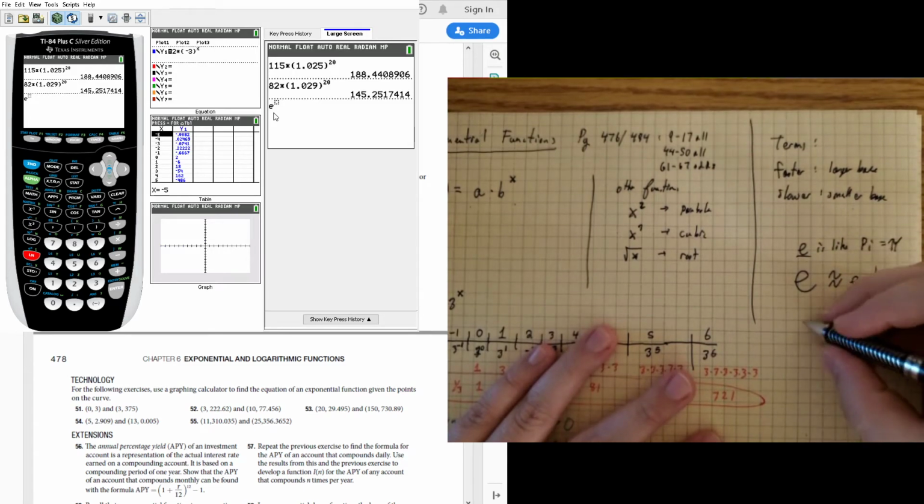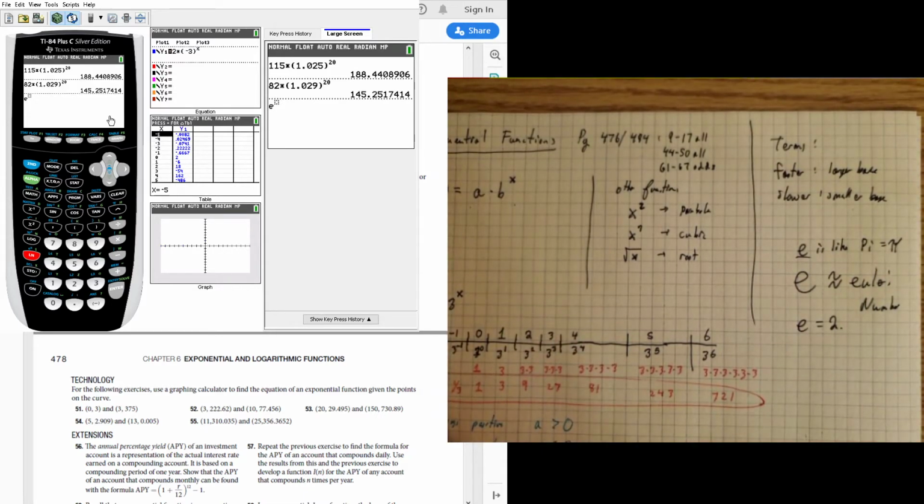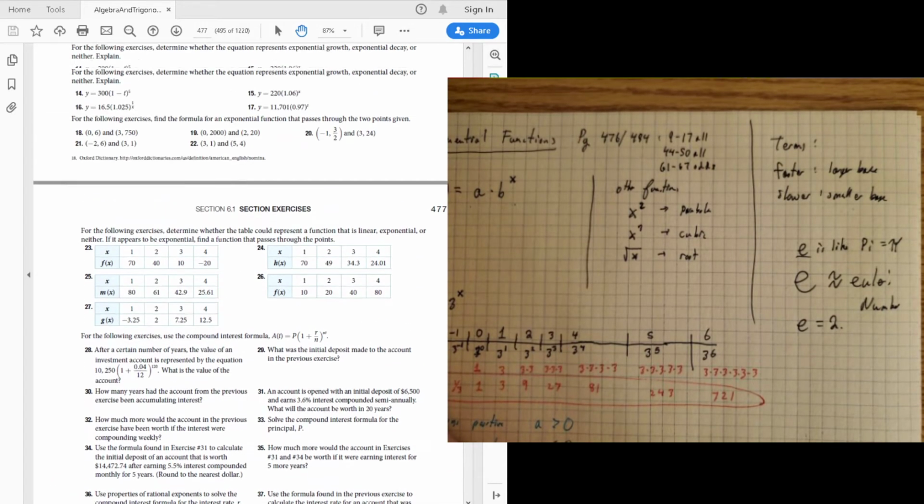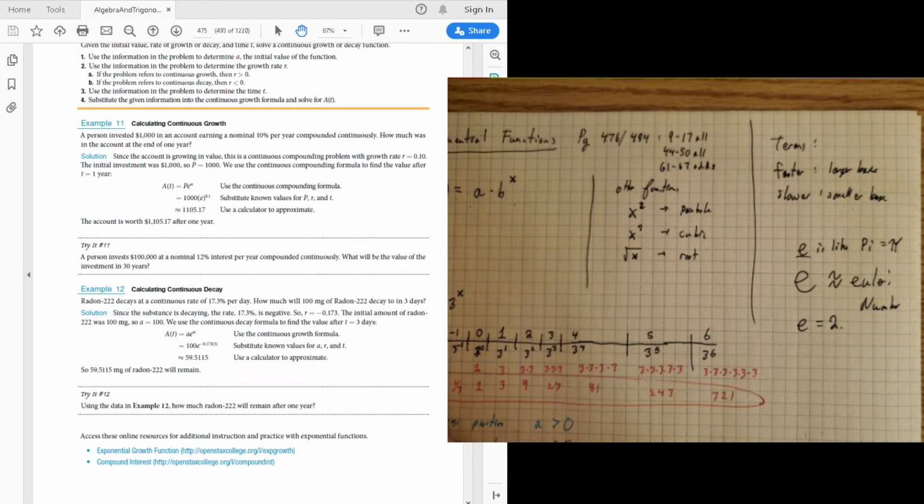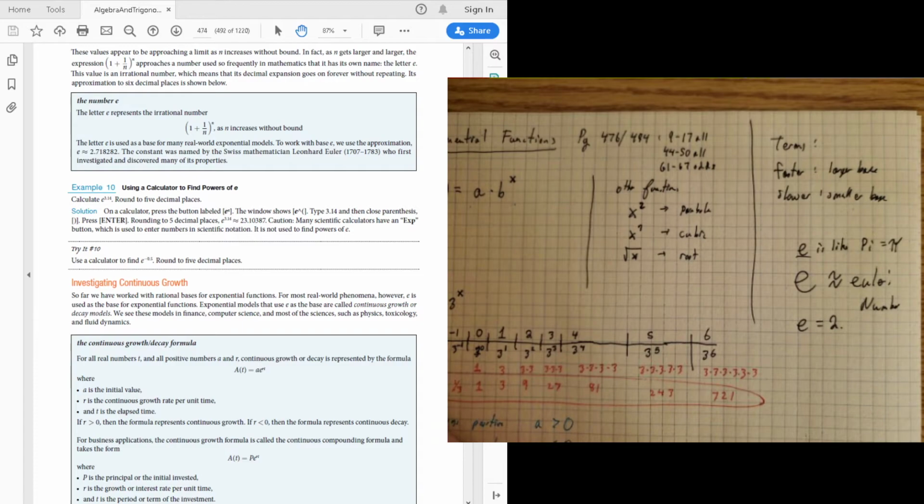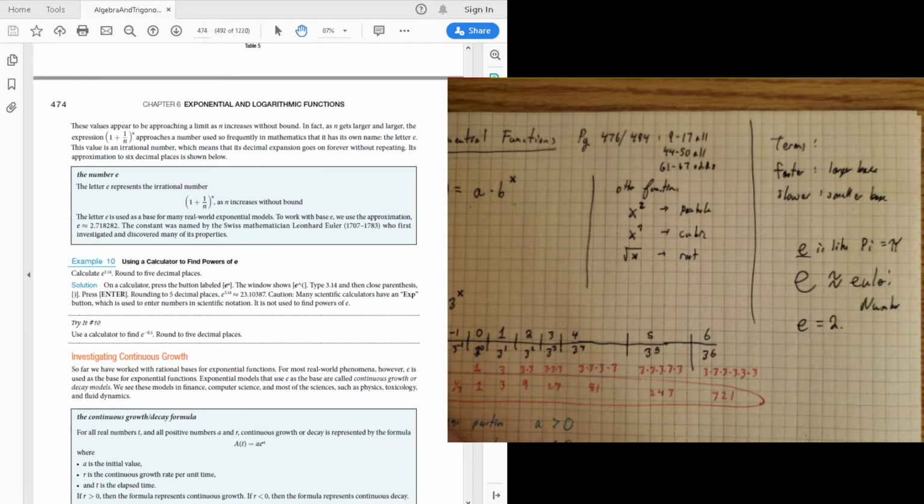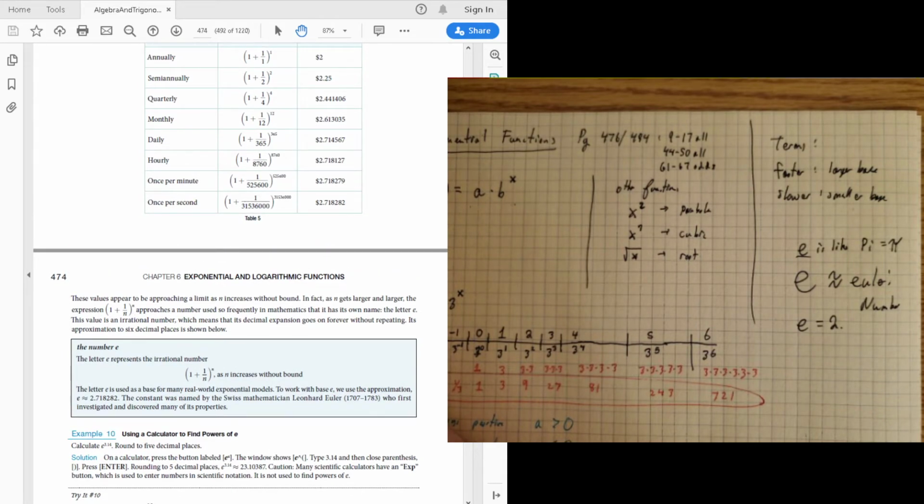E is representative of another number. E is, in fact, 2.717, I do believe. It's actually in your book. I'll go to that real quick. And so if you have no other options, you can just manually plug in E. It's kind of a pain. But in most cases, you'd rather use the number E, 2.718.